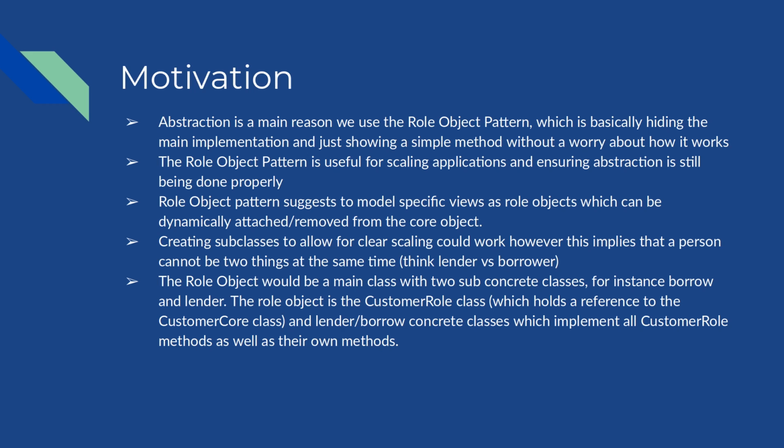The role object would be a main class of two subconcrete classes. For instance, back to the borrower and lender class, we have the role object as the customer role class, and then that holds a reference to the customer core class. And then there's also the lender and borrower concrete classes, which implement all the customer role methods as well as their own private methods.